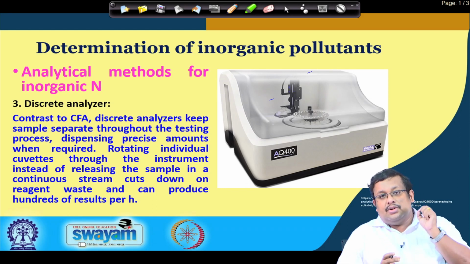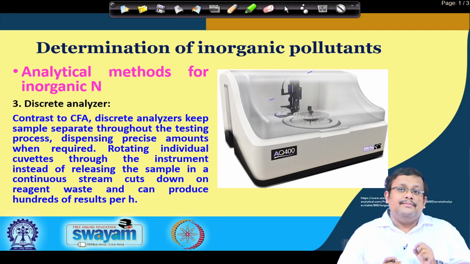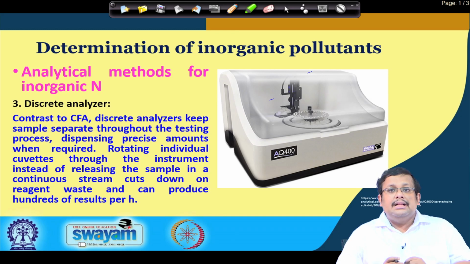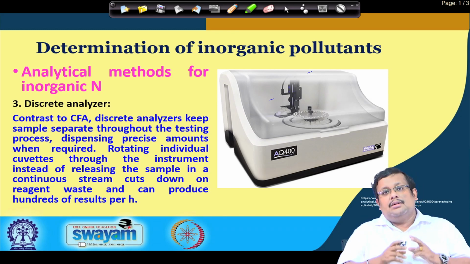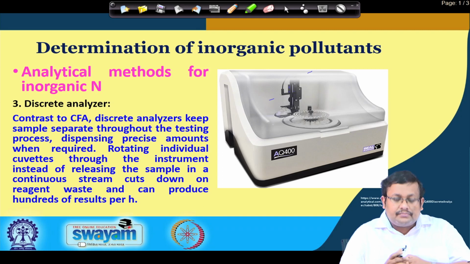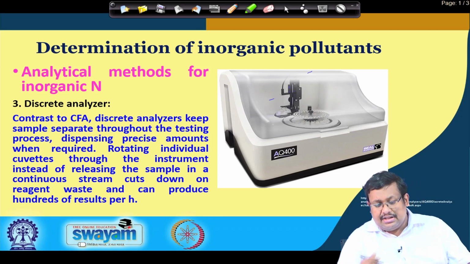So, this instrument is also very precise, and it requires a specific amount of specific chemical, and without going for the continuous flow, it basically takes the samples and keeps the samples separate. So, this is called a discrete analyzer, and as you can see here, this is a picture of a discrete analyzer.